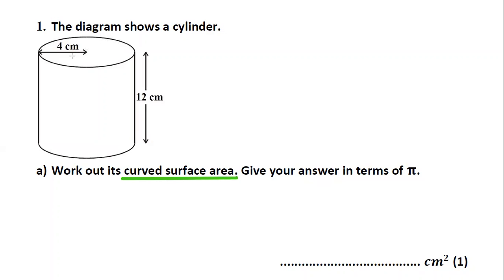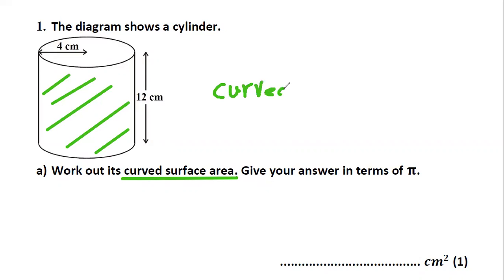Basically, I'm not interested in the area of the two circular faces at the top and bottom end. I'm just interested in this area here, all around, not just the front part which I can see. Surface area will be equal to pi d, which is the length around a circle, and then I times it by the height, pi dh.